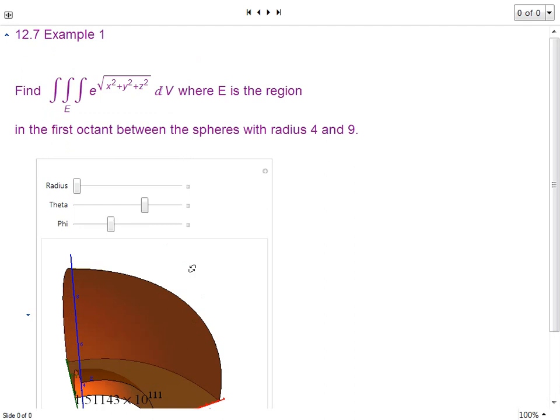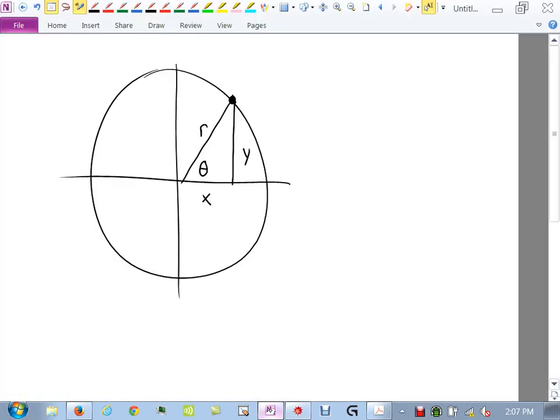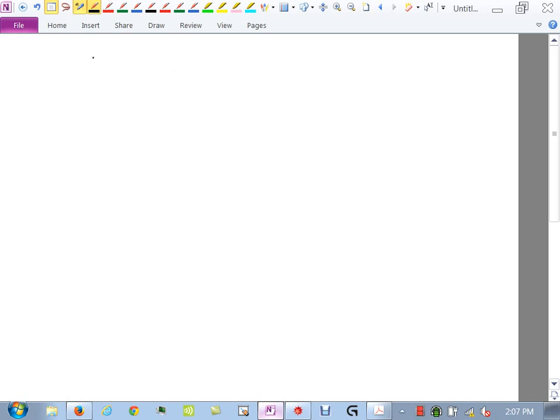So find the triple integral over E of e to the square root of x squared plus y squared plus z squared dV, where E is the region in the first octant between the spheres with radius 4 and 9. That's E, the exponential function up there. So I'm trying to do the triple integral of e to the square root of x squared plus y squared plus z squared dV.